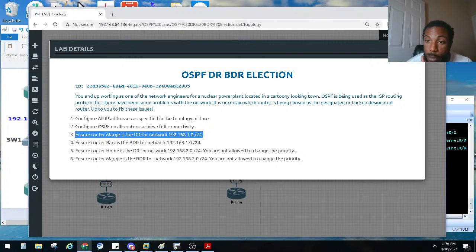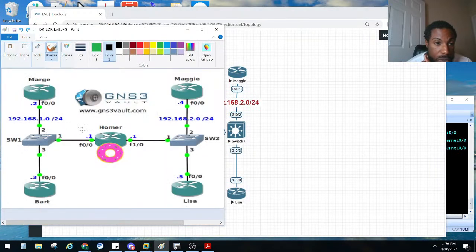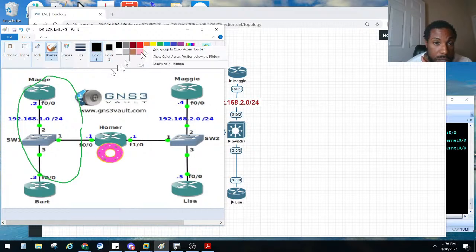No, they're not saying for Marge to become the doctor. We're saying Marge should become the designated router of this network segment, right? So we have this network segment right here. They want Marge to become the designated router. Y'all remember what the designated router is, right? The designated router is what everybody reports to on this OSPF segment right here to sync their link state database, the LSDB. So we need to make sure that this router right here is the designated router.